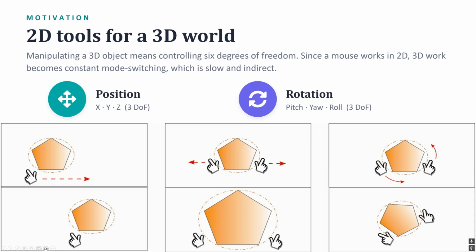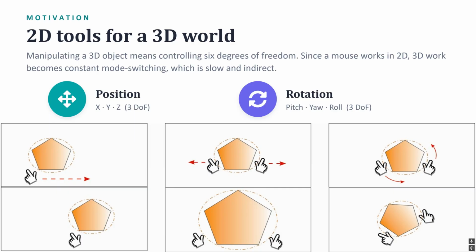So, the core problem when manipulating a 3D object is dimensionality. To manipulate an object means to move it, rotate it, scale it, and this means controlling 6 degrees of freedom. 3 degrees are used to represent the position on the x-axis, the y-axis, and the z-axis, and there are also 3 degrees to represent the rotation of the object: yaw, pitch, and roll.